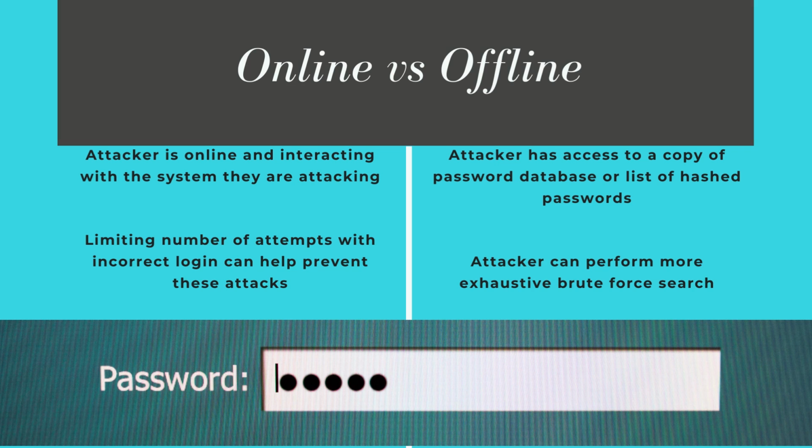So brute force attacks can happen in two ways. They can happen online or offline. In an online attack, the attacker is directly interacting with the system that they're attacking. So one way of mitigating online attacks is limiting the number of attempts with incorrect login, and this can help to prevent some brute force attacks. In an offline attack, the attacker has gotten access to a copy of the password database or a list of hashed passwords, and then they can perform a more exhaustive brute force attack on those passwords as it's happening offline, and they're not directly interacting with the system and can't be detected.